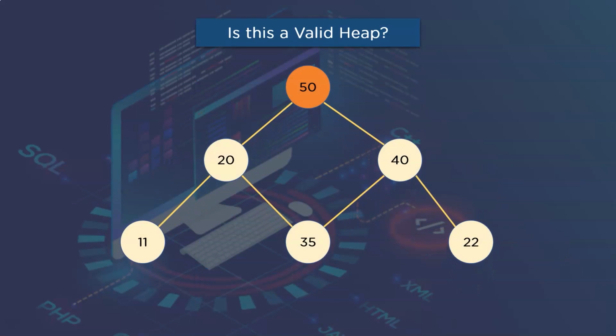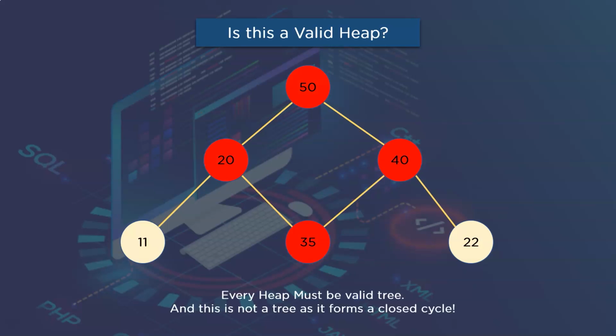Now, how about this one? Is this a valid heap? No, right? This is not a valid heap. This structure is not even a tree as it forms a closed cycle and every heap must be a tree. So it's pretty clear that this is not a valid heap.